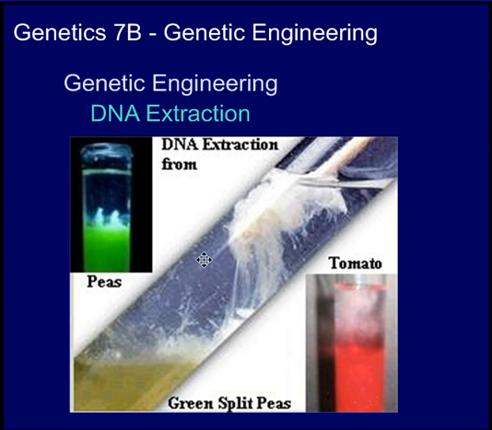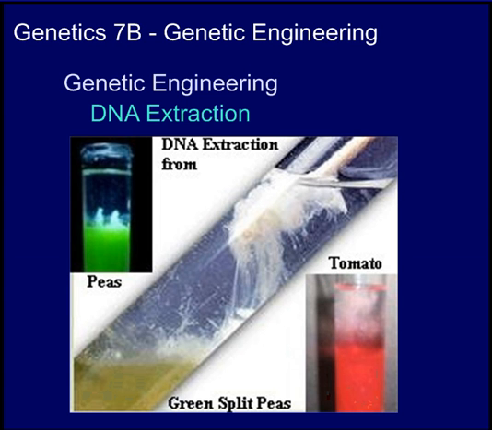Here the experiment was done with peas or tomatoes, but this could have easily been done with a sample of human cells, maybe saliva, that was a sample of saliva that was taken, which would contain skin cells from the mouth, and you could get DNA that way from a person.